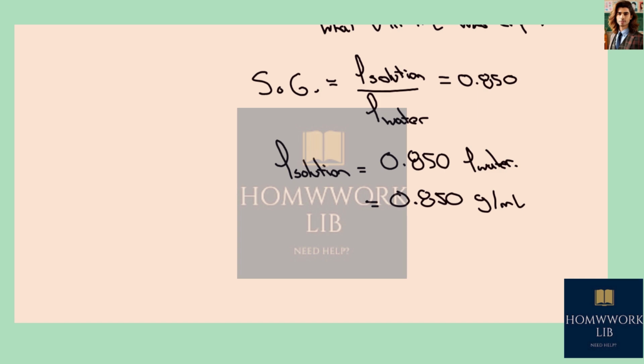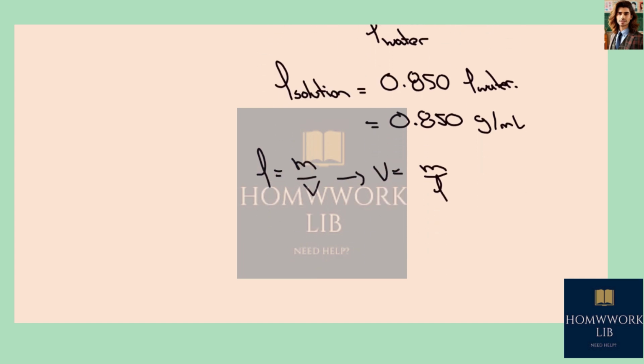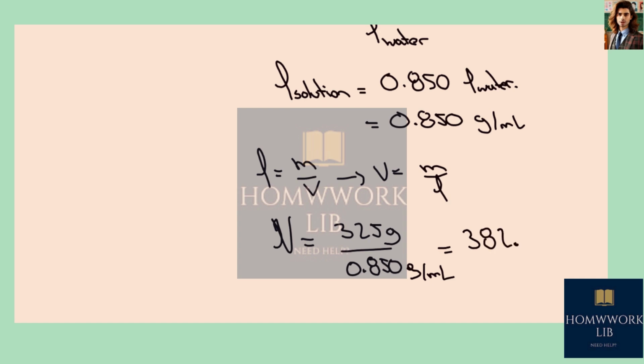So to know the volume, remember that the density is equal to mass over volume, thus the value for volume would be equal to the mass divided by the density. For our case, the volume would be equal to mass, 325 grams, divided by 0.850 grams per milliliter. This gives us 382.35 milliliters.